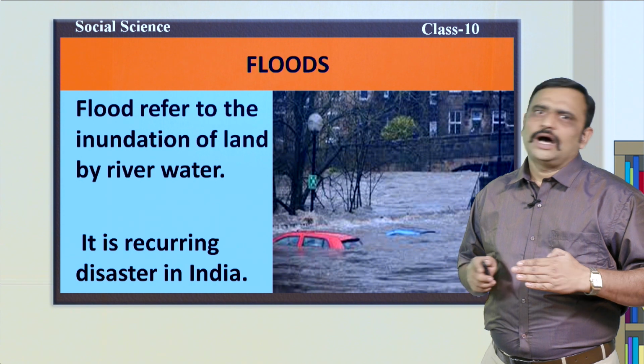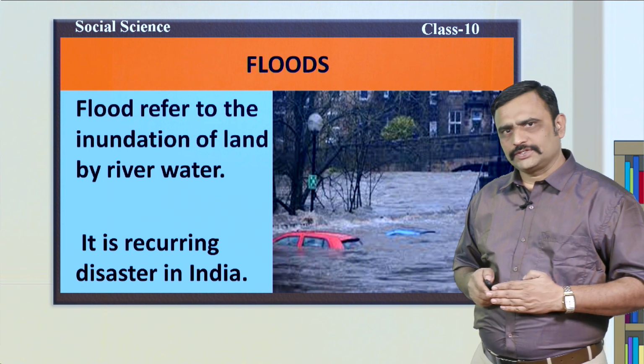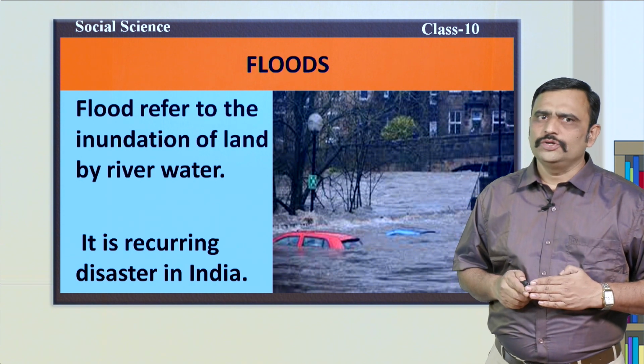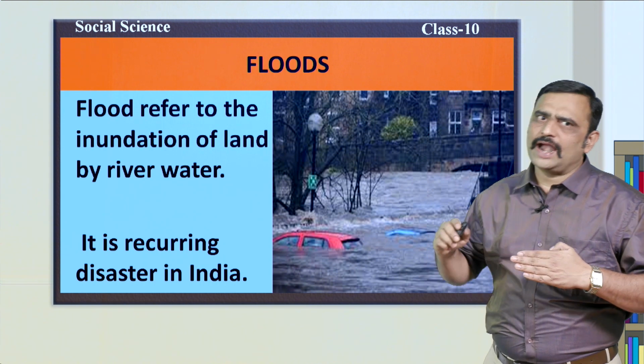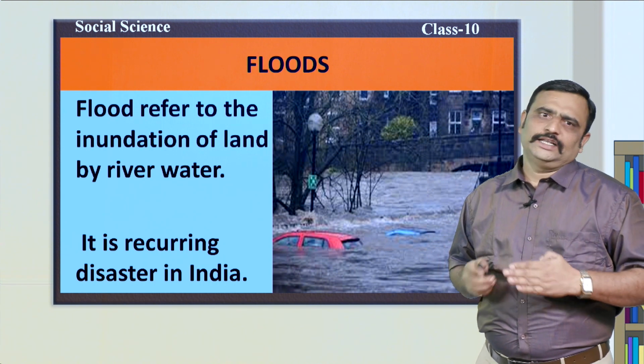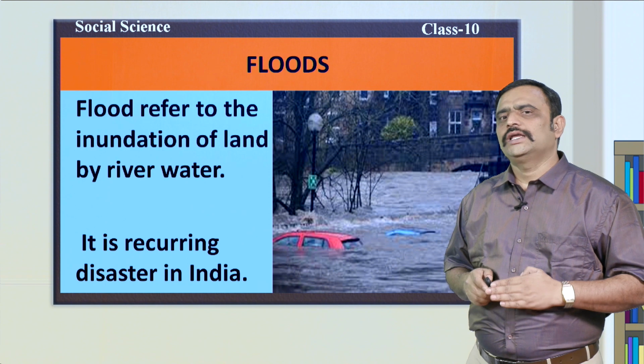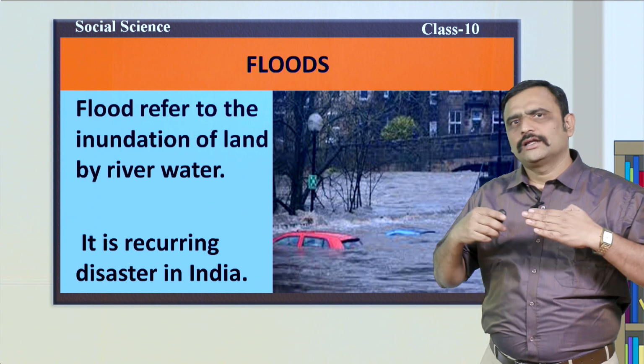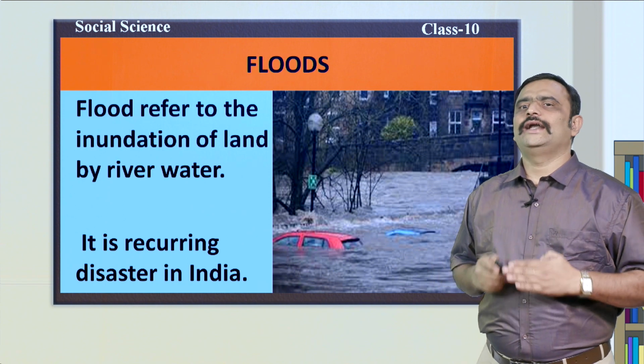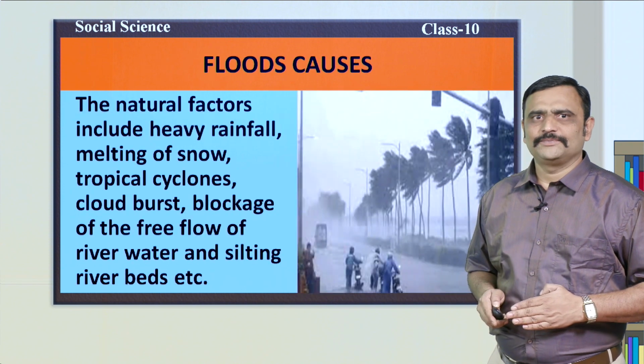Floods are another prominent natural disaster. Flood refers to the inundation of land by the river. It is a recurring disaster in India. It means it keeps on occurring again and again in India.